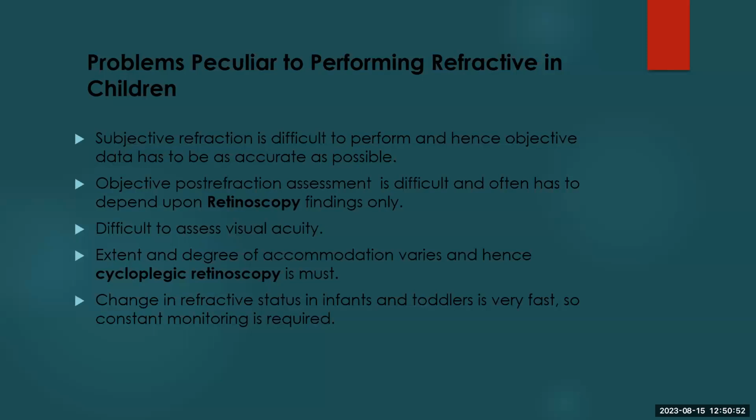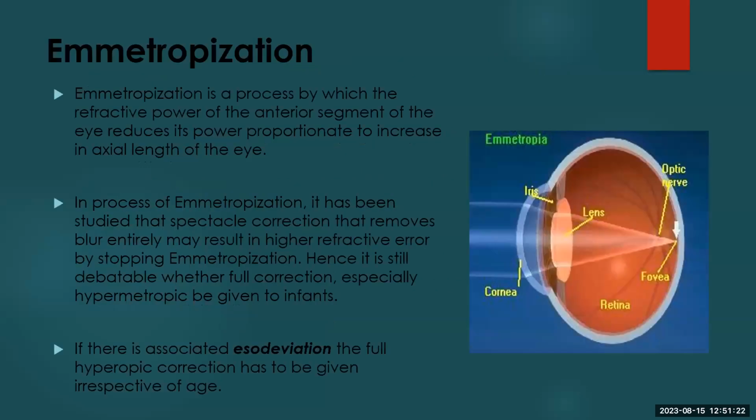What is emmetropization? It is a process in which the refractive power of the eye is proportionate to the increase in the axial length of the eye. If we prescribe full prescription during the process of emmetropization, it can lead to high refractive error. So it is still debatable whether we should give full refraction to the children or not. But if the error is associated with isoametropia, we give full prescription. What is retinoscopy? Retinoscopy is an objective method of finding out error of refraction by the method of neutralization.